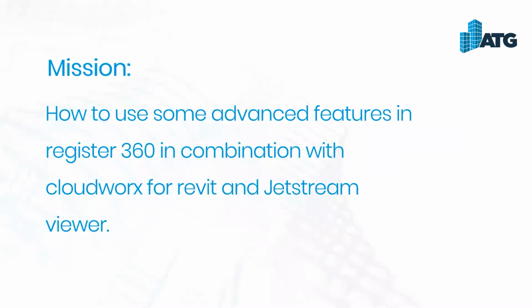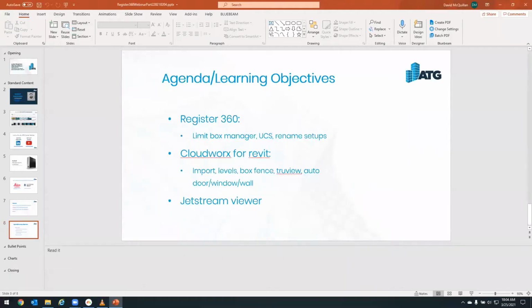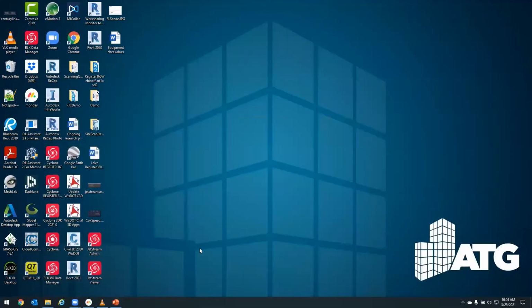So the mission of today's webinar is how to use some advanced features in Register 360 in combination with CloudWorks for Revit and Jetstream Viewer. The main things we're going to be hitting: while we're in Register 360, I'll show you the advantages of using the Limit Box Manager, how to adjust the UCS, how to rename setups. And then in CloudWorks for Revit, we'll be doing the import, doing levels, playing with the box fence tool, True View, and the automated tools like the door, windows, and walls, and then showing the Jetstream Viewer as well. Let's go ahead and hop into the software demo.